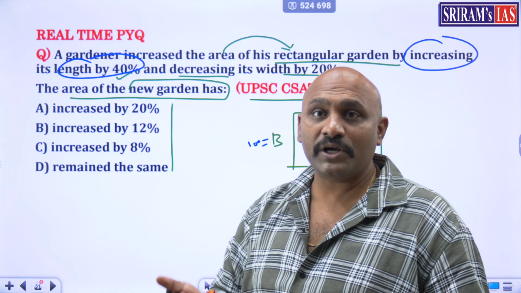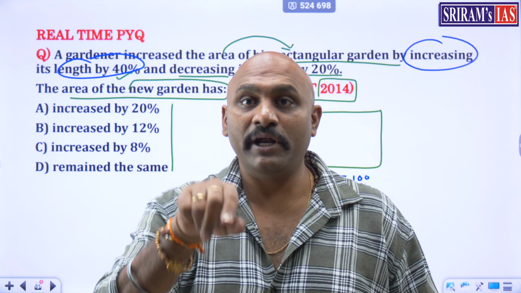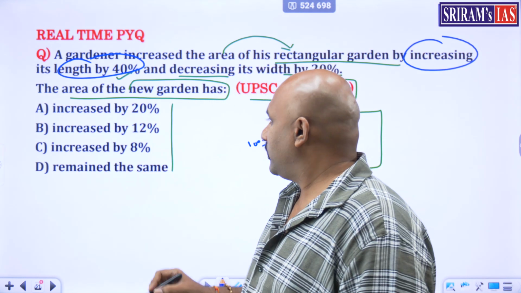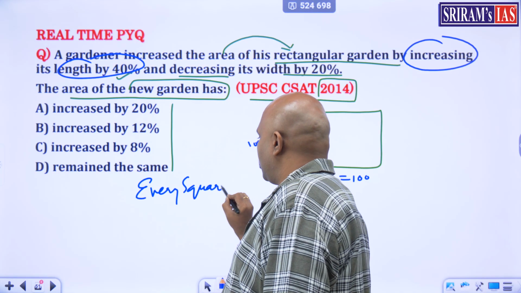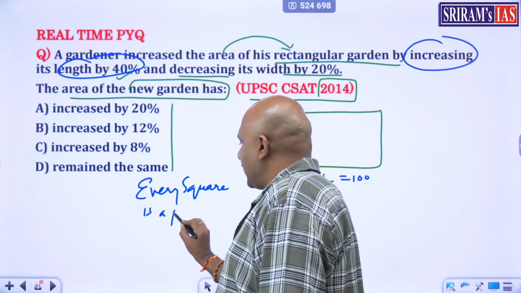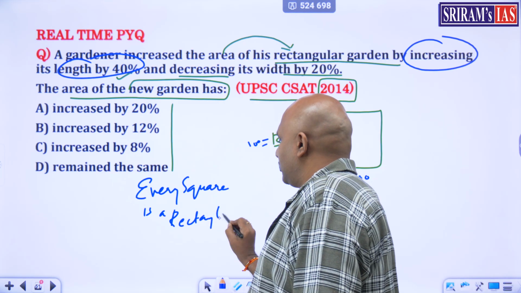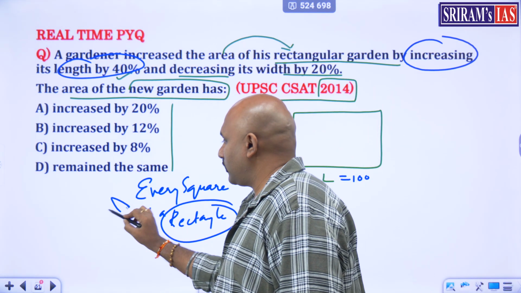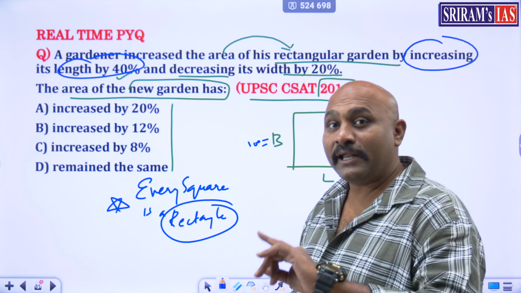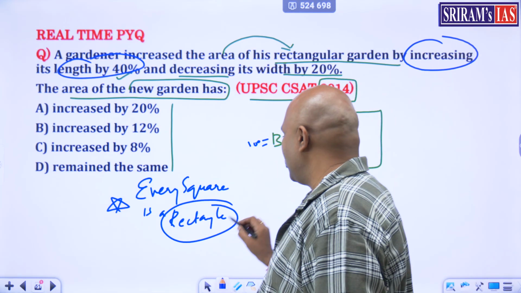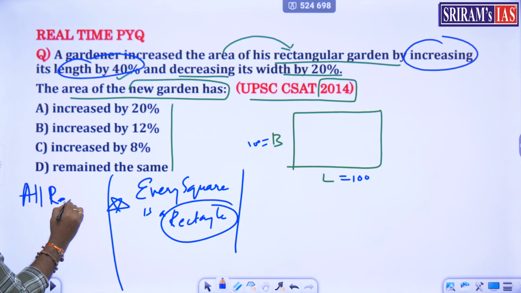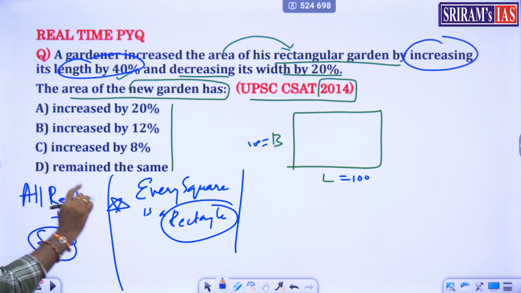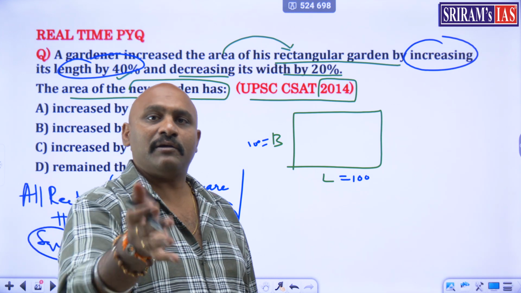Your question will be, sir, if you take both of them as 100, how can it be a rectangle? So please remember, a very important point. Every square is a rectangle. Please remember this. Every square is a rectangle, but every rectangle need not be a square. All rectangles are not equal to squares. But every square is a form of a rectangle where length and breadth are equal.